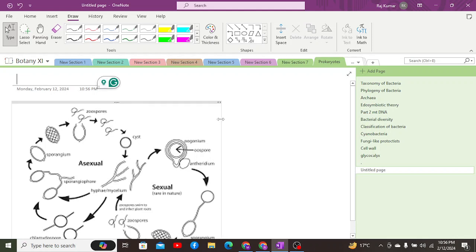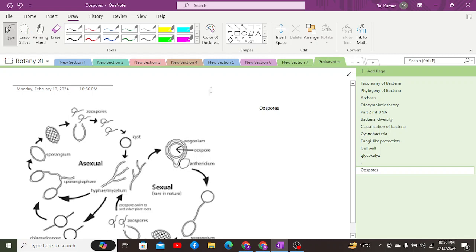Water molds belong to the phylum Oomycota. The reason they are known as Oomycota is that they form a special structure within their life cycle known as oospores. Because of the formation of oospores, these are known as Oomycota. We are going to discuss in the reproduction part how this actually occurs.